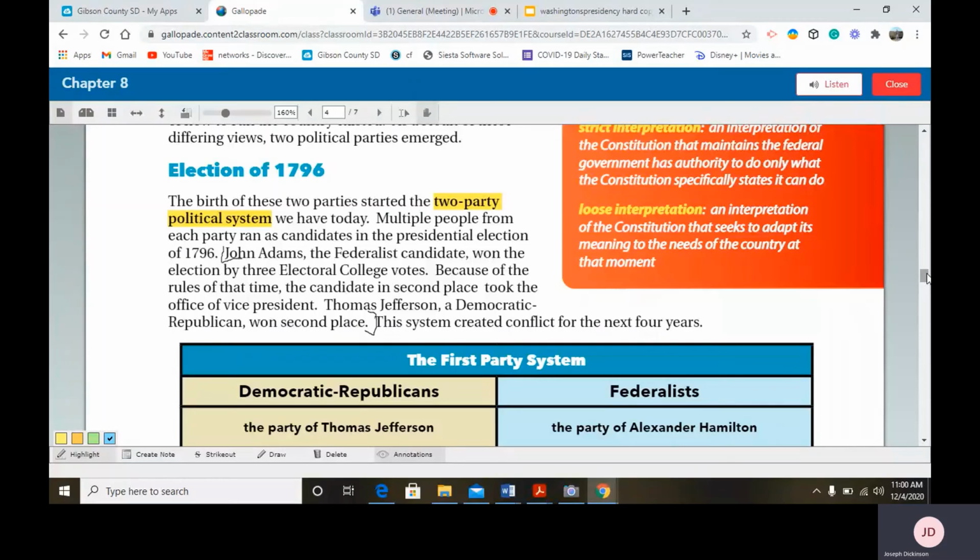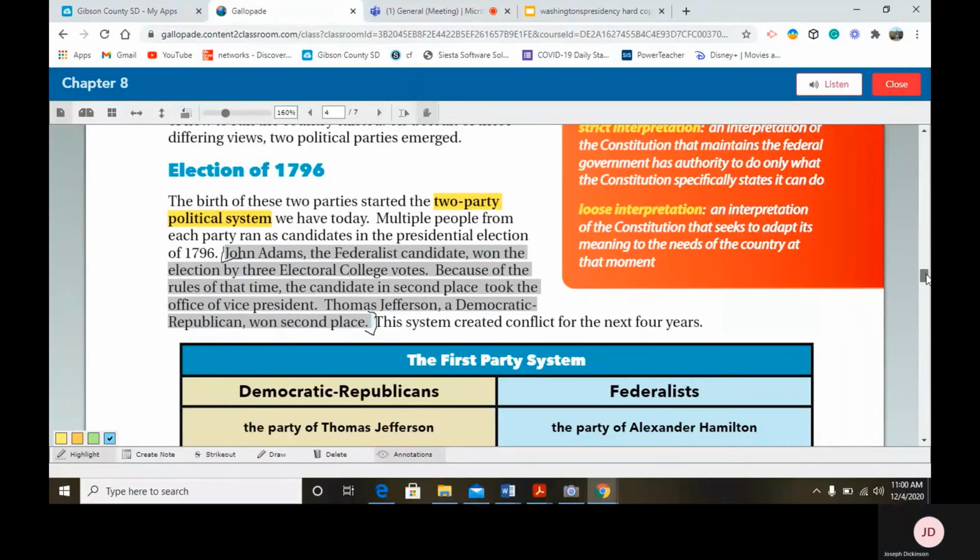But before all that, whoever got the most electoral votes was president, and whoever lost running for president became the vice president. This is very different from what we do today because of political parties. So John Adams, the Federalist candidate, won the election by 3 electoral college votes. Like I said, because it was different, Thomas Jefferson got second place, and therefore he would become the vice president. So you've got 2 guys from 2 totally different political backgrounds and 2 different ideas, and this is how they're doing things.